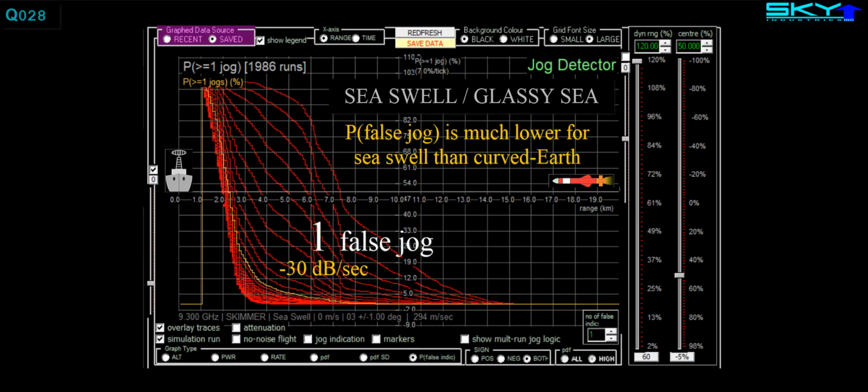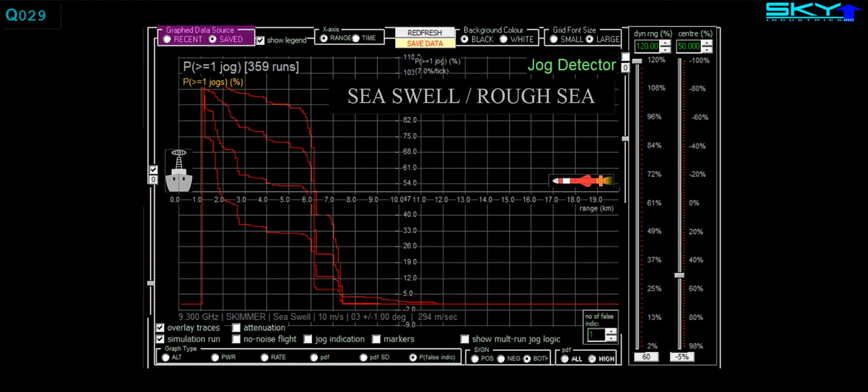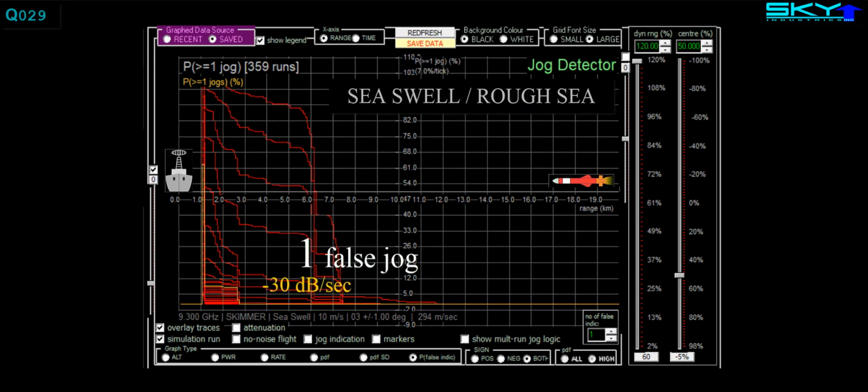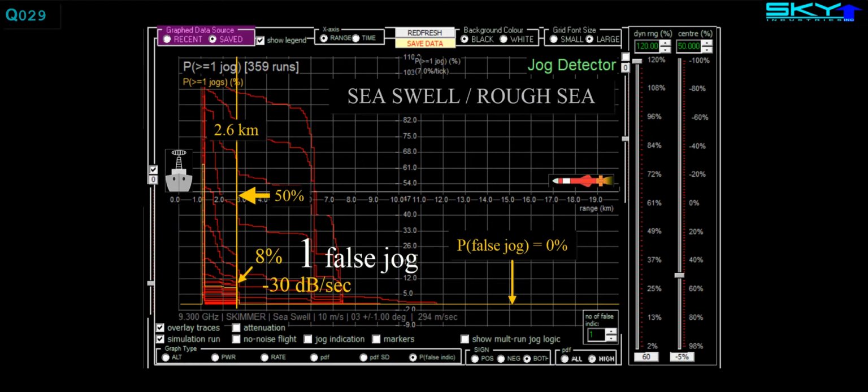The minus 30 dB per second curve hits the 50% mark at about 2.5 kilometers, but the graphs are much lower than the curved Earth model at all ranges. And if we switch from the glassy sea to the rough sea, still on the sea swell model, the minus 30 dB per second curve shows 0% probability of false indication down to 2.6 kilometers when it jumps to about 8%, where it remains until the final kilometer.